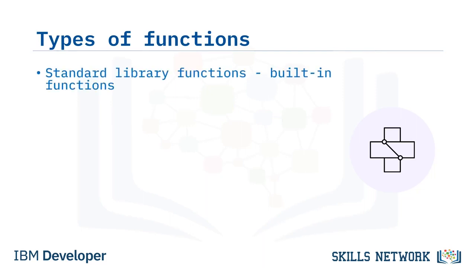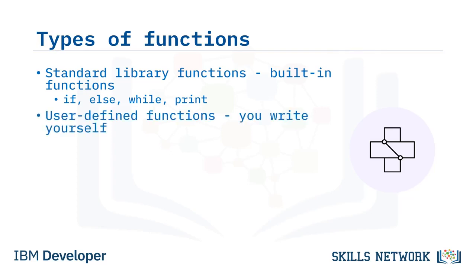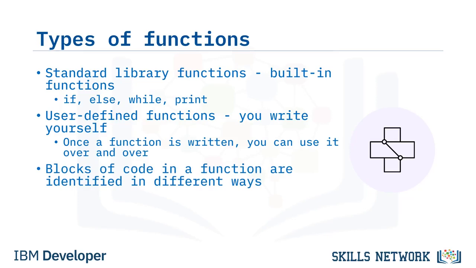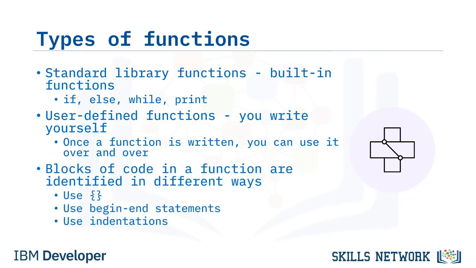Standard library functions are the built-in functions provided by the programming language. Common examples include the if, else, while, and print functions. But programming languages also allow you to write your own functions. And once you've written a function, you can use it over and over again. The way that the blocks of code that make up a function are identified is different across programming languages. Some use braces, some use begin and end statements, and others use indentations, for example.